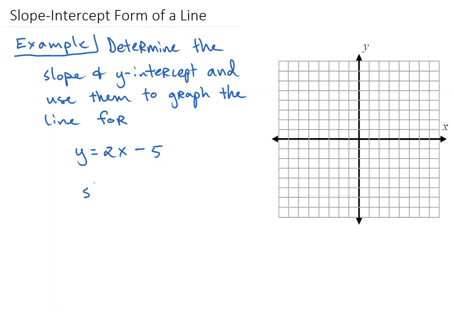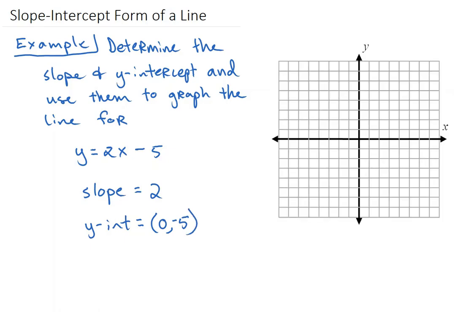The slope is the number that's being multiplied by x, and in this case that's a 2, and the y-intercept is the number that's not being multiplied by x. Well, that's the y-coordinate, so it's (0, -5) that is the y-intercept.